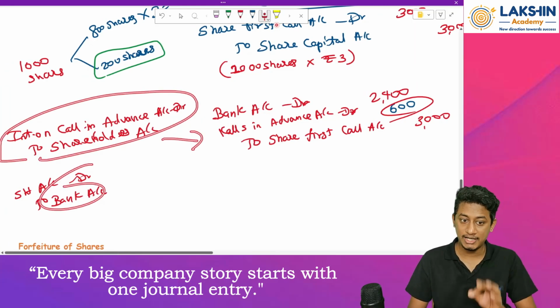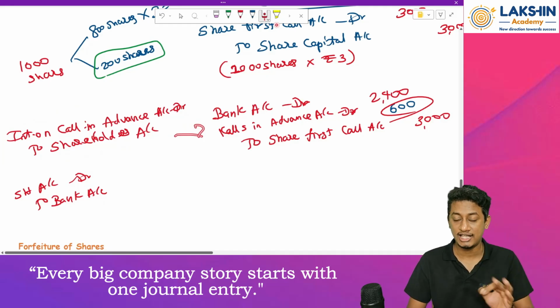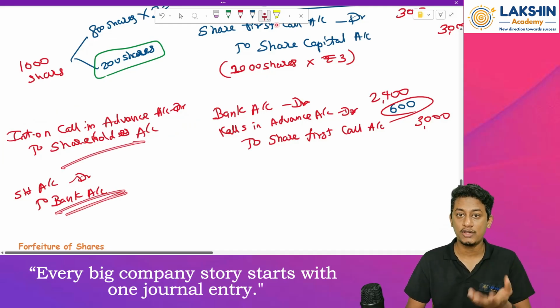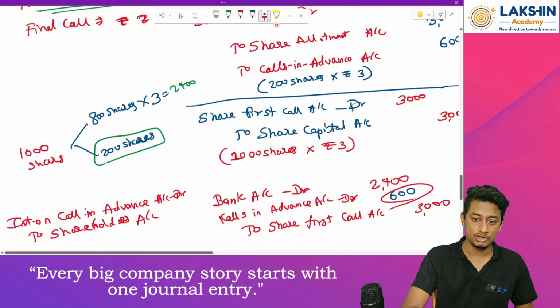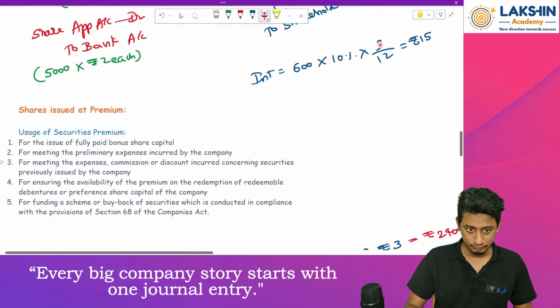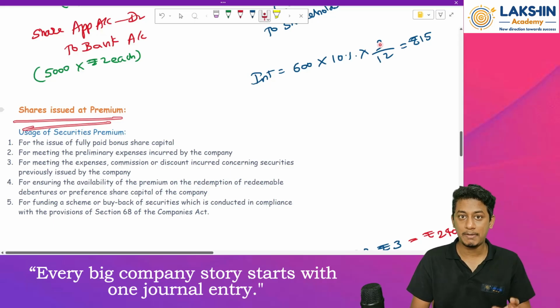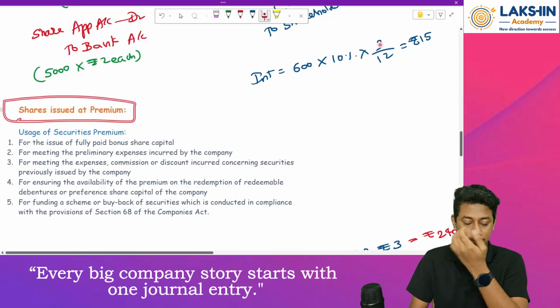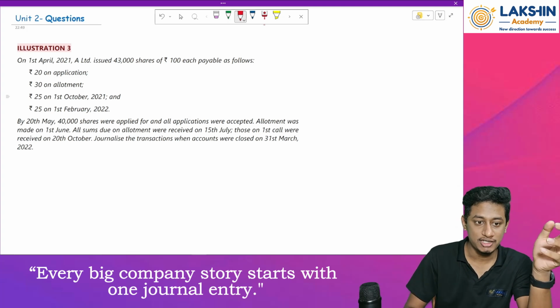And you can also club the entries with this entry. That also option is available to you. But if you are getting confused, you can pass two different separate entries. Done. So calls in arrears part is done. Premium is remaining. Premium part I will deal with while dealing with the question separately, because it will simply confuse you for now. So now we'll start with the questions on the same.